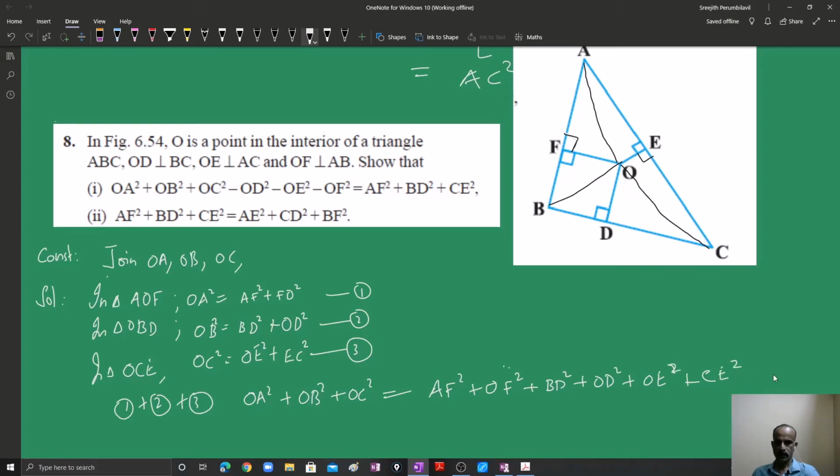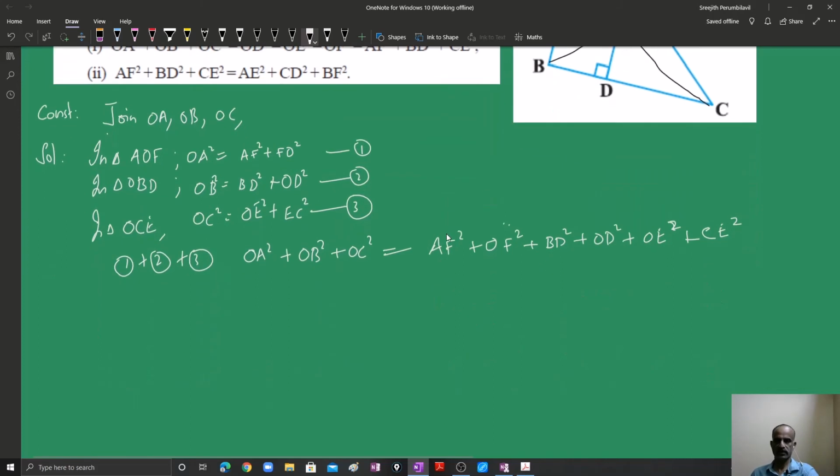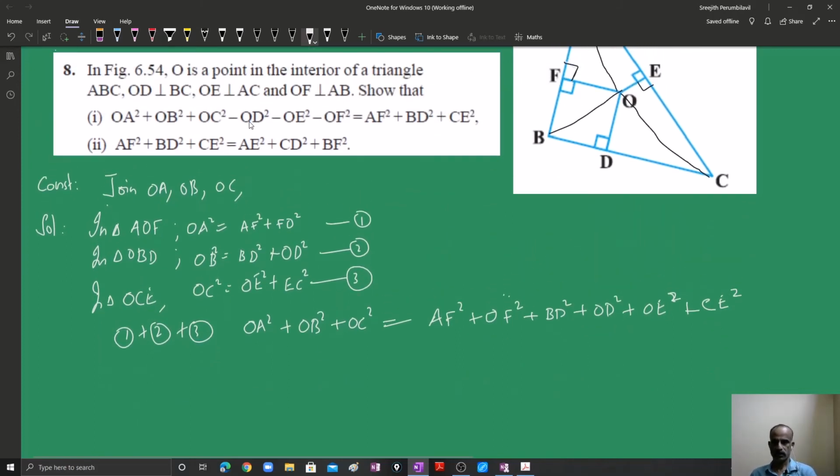Okay. Now, when you look at it, we need certain things to come onto this side, that is minus OD. I am going to take these terms to the other side. What happens when I take them to the other side? It will become OA square plus OB square plus OC square minus.